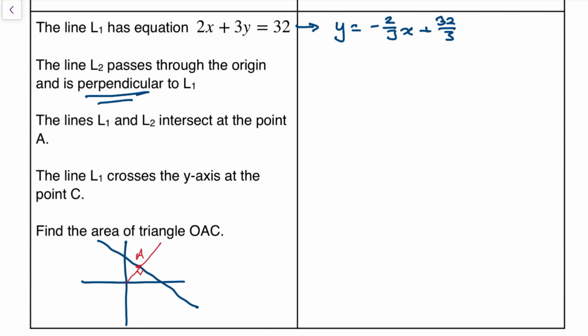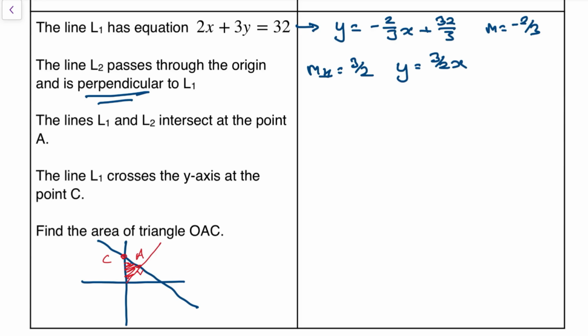So what else is there? So A is the meet. Line L1, the first one, crosses the y-axis at C. So this is C, and I want this area here. Okay. So straight away, I know I want a vertical triangle, not a horizontal triangle. First thing, let's try and work out the gradient of both lines. So m is minus 2/3, which means the perpendicular gradient is 3 over 2, which means line L2, because there's no c term, is just y equals 3 over 2 x.